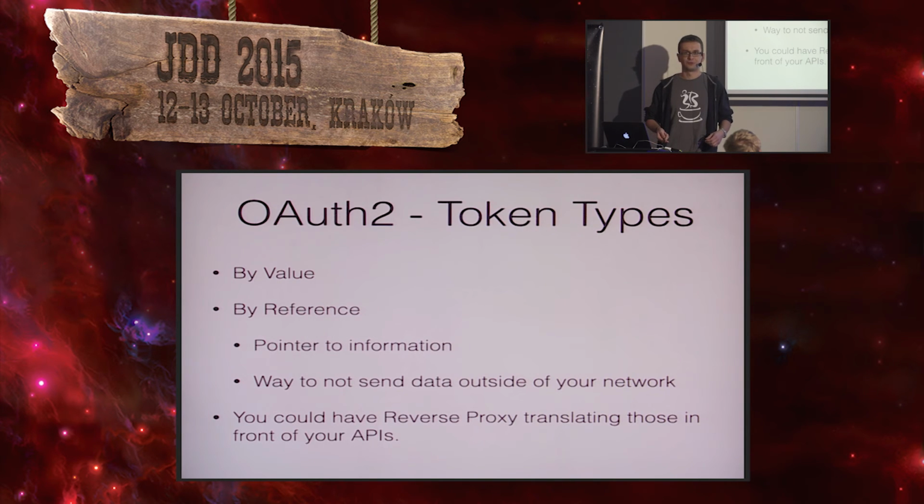OAuth2 can have different token types, so they can contain real values, or they can contain a reference to values. This is handy when you know the token will leave your trusted network, and you don't want the token to contain the information outside of your network. So you can put a reverse proxy in front of your APIs and then swap the token for the real one.